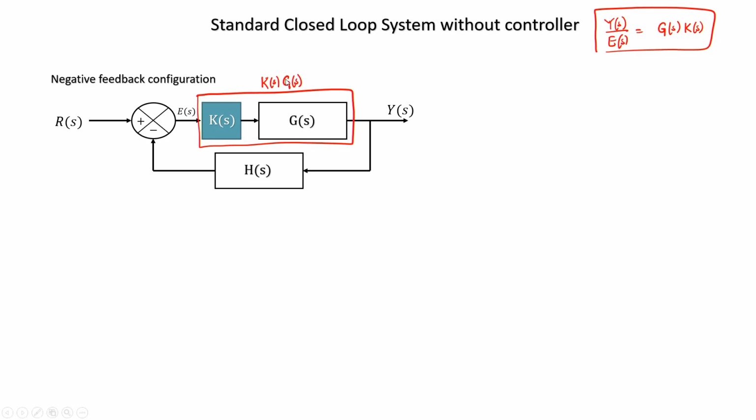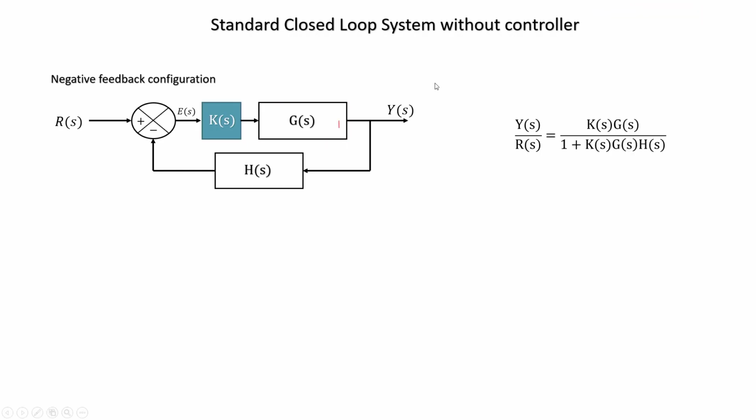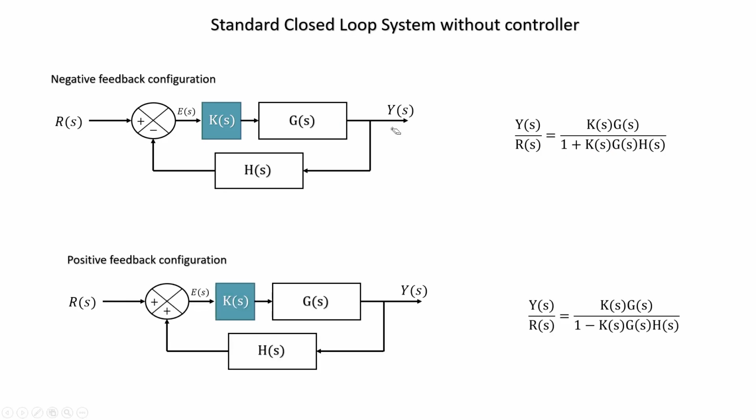So, in that case, if I just use the formula, remember the formula was G by 1 plus Gh. I am not writing the Laplace variable again, just to avoid writing it every time. So, G by 1 plus Gh was the closed loop transfer function. Now, in this case, G will get replaced by K into G. That is the only difference. Okay. In the same way, for the positive feedback case also, it was G by 1 minus Gh, but now you have a new G, the new G is K into G. So, that is Kg by 1 minus Kgh.